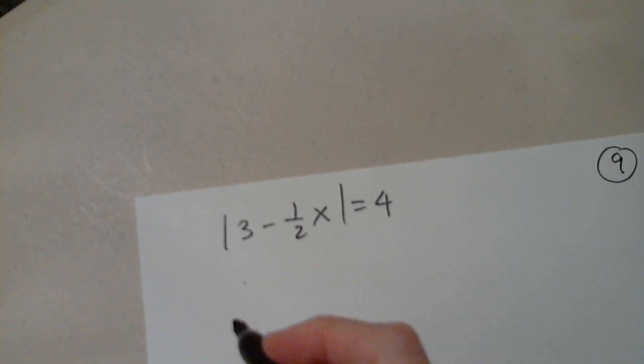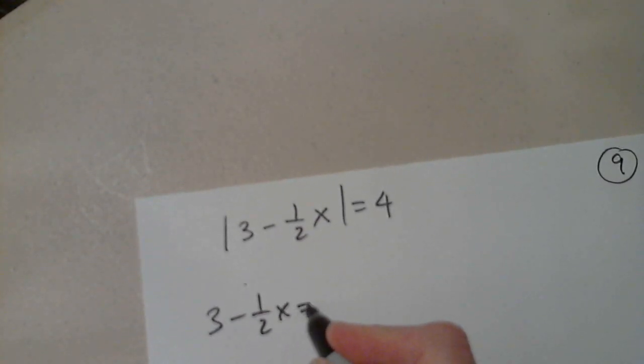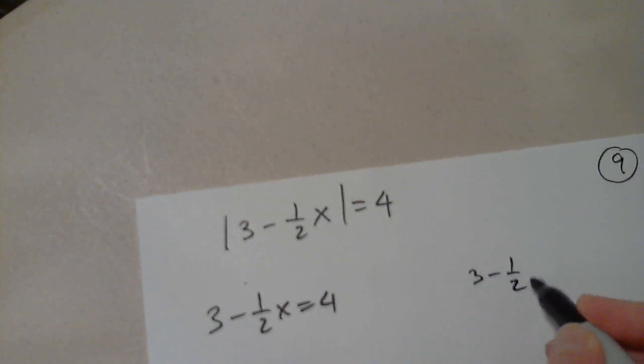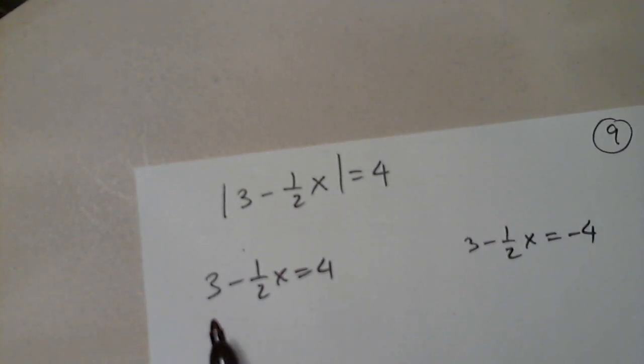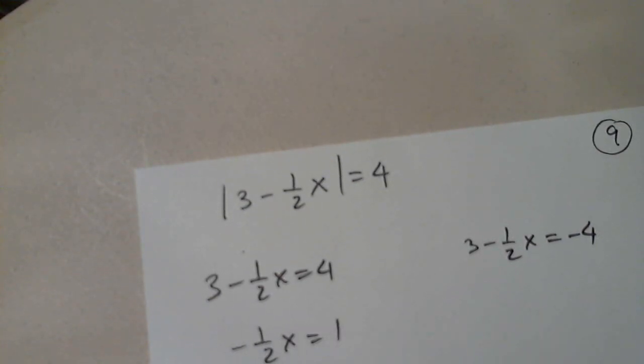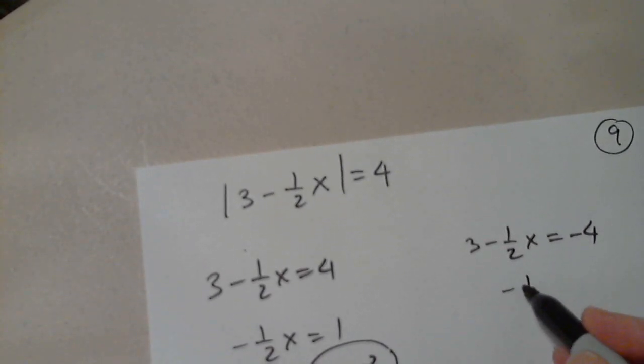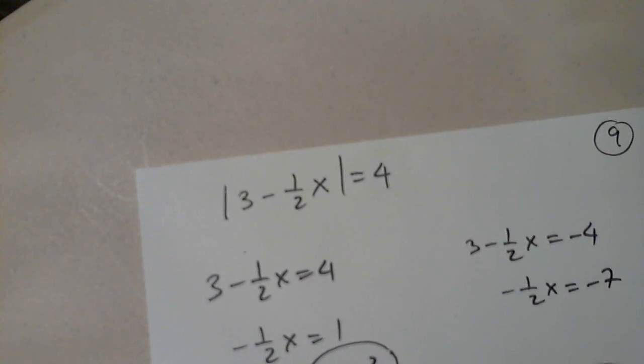Inside, 3 minus 1/2 x equals 4, or 3 minus 1/2 x equals negative 4. I will subtract 3 from both sides, so negative 1/2 x equals 1. Multiply both sides by negative 2, x equals negative 2. Subtract 3 from both sides, negative 1/2 x equals negative 7. Multiply both sides by negative 2, x equals 14.